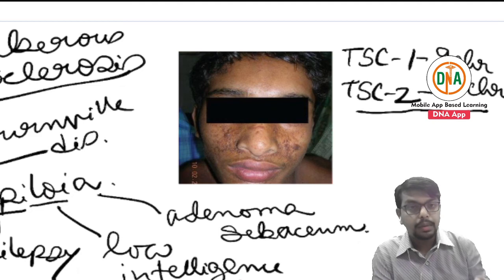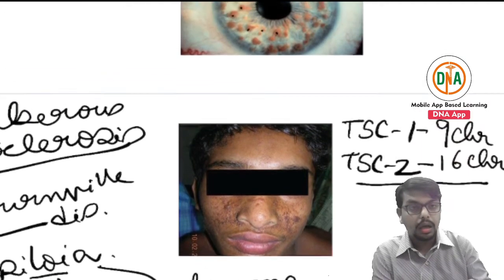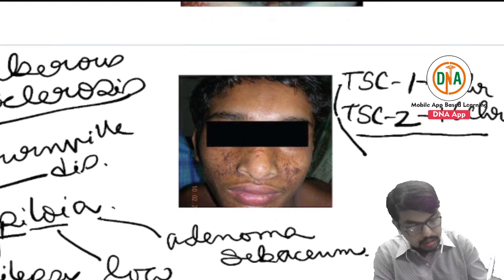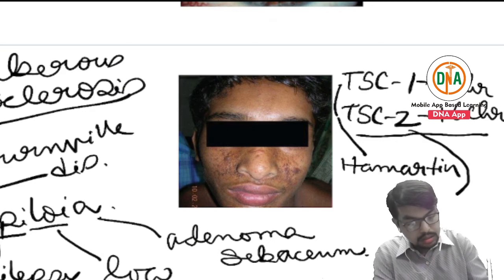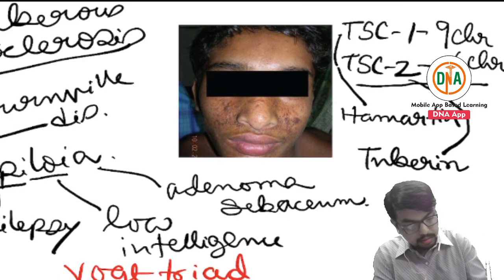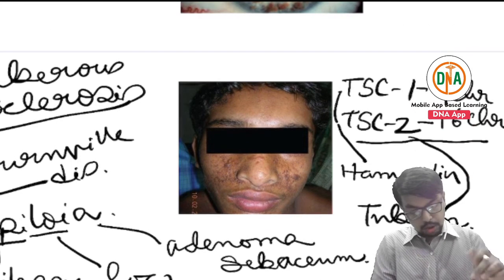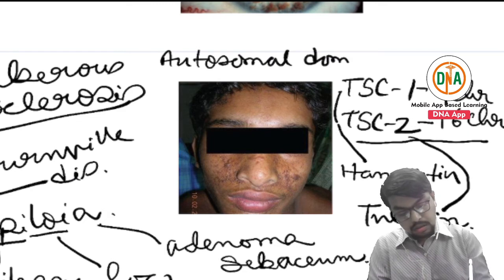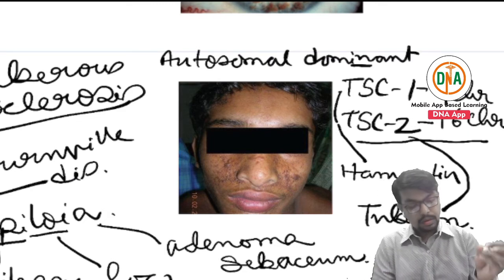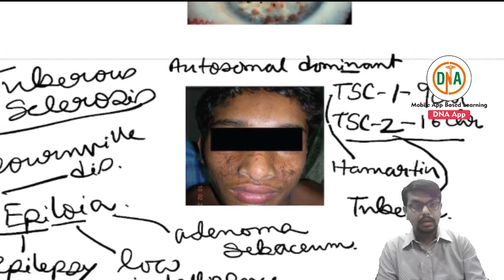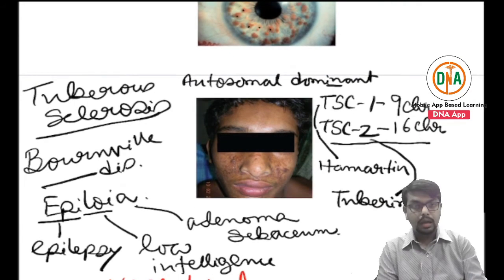What are the different proteins they produce? The TSC1 gene produces hamartin, and TSC2 gene produces tuberin. Okay, this is also autosomal dominant disorder. TSC1 present in chromosome 9, TSC2 present in chromosome 16, and the proteins they produce are hamartin and tuberin.